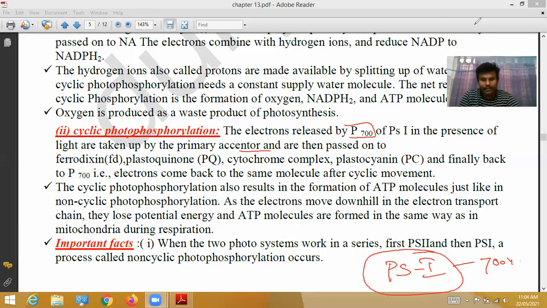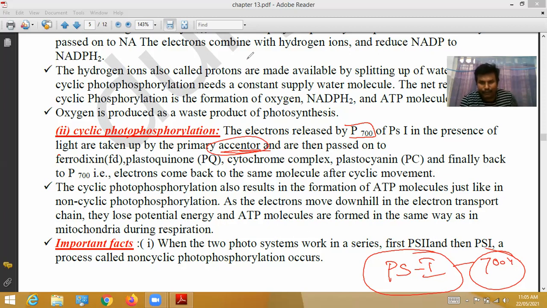Next topic, discussion on cyclic photophosphorylation. The electrons are released by P700 of PS1. PS1 absorbs 700 nanometers light from the environment and releases electrons. In the presence of light, those electrons are taken up by the primary acceptor and then passed on to ferredoxin, plastoquinone, cytochrome complex, plastocyanin, and finally back to P700. That is, electrons come back to the same molecule after cyclic movement.